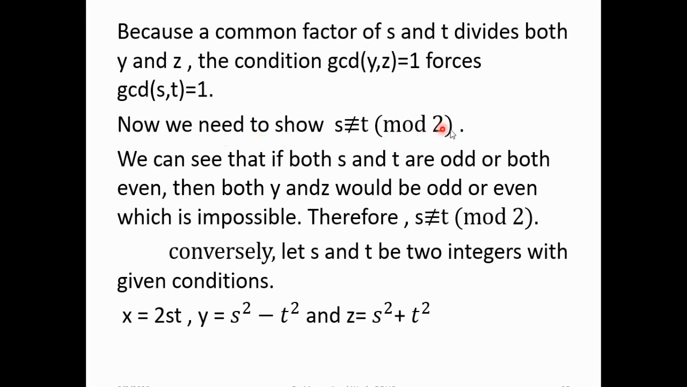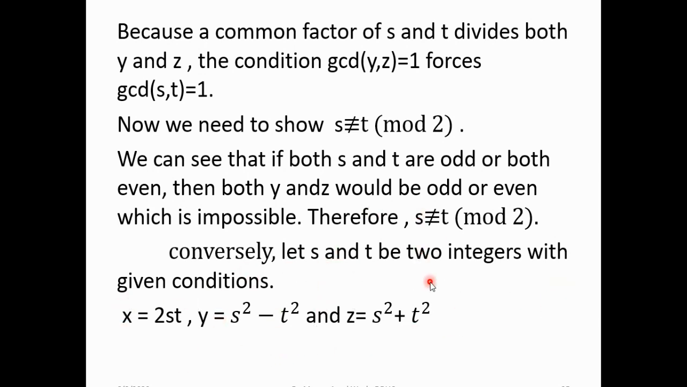Now we need to show that s is not congruent to t modulo 2. So we can see that if both s and t are odd or both are even, then both y and z would be odd or even, which is impossible. Therefore, s is not congruent to t modulo 2. Conversely, let s and t be two integers with the given conditions. Now we are proving the converse.